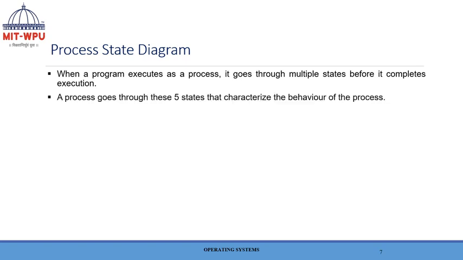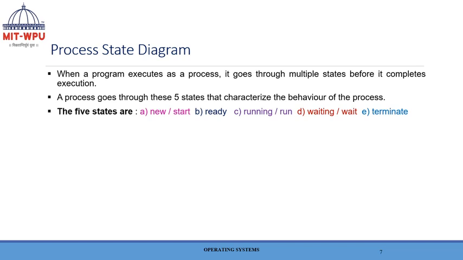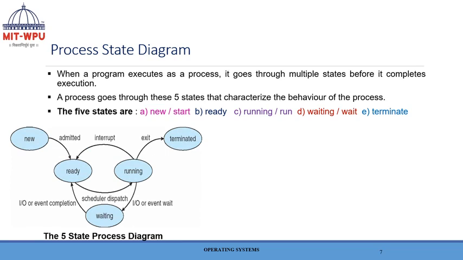Each process goes through 5 states that characterize the behavior of the process. These states are new state, you can call it as a start state also, ready state, running state, waiting state, and last one is terminate state. The diagram shows the 5 state process related to process management.